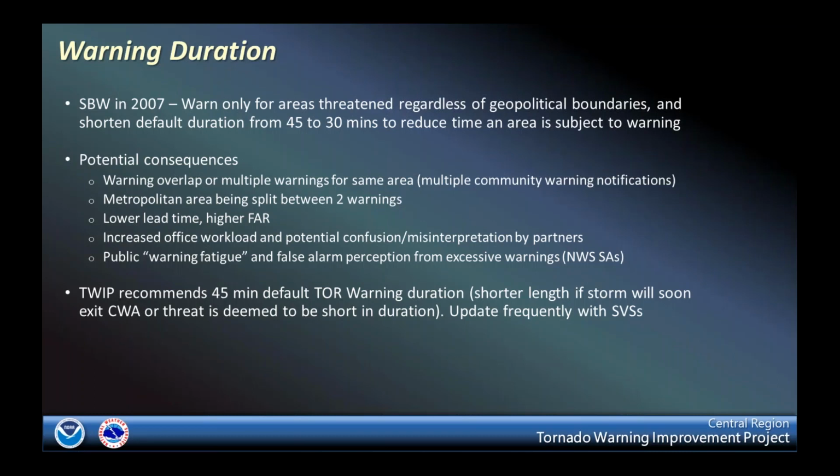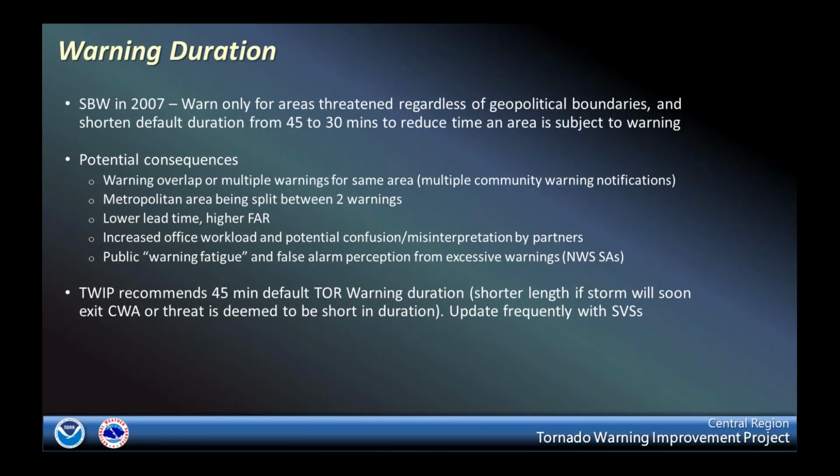You can get warning overlap. You can get multiple warnings for the same area. Therefore, if it's a tornado warning, your communities may be setting off sirens multiple times. Metropolitan areas have a better chance of being split between 2 warnings if you have shorter warnings. With more warnings, you can have potentially lower lead time and a higher false alarm rate. With more warnings as well, you can increase your office workload, not just in issuing them, but in follow-up severe weather statements as well. And this does have the potential to increase confusion or misperceptions by our partners.